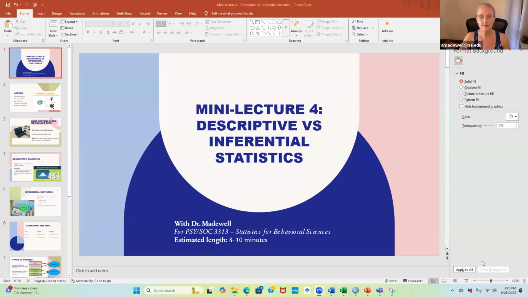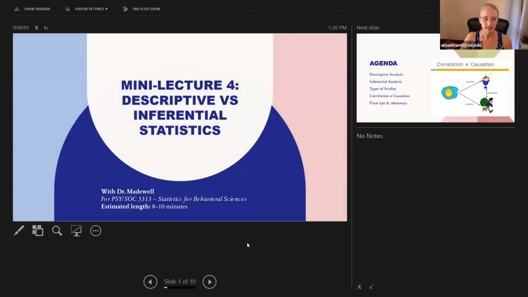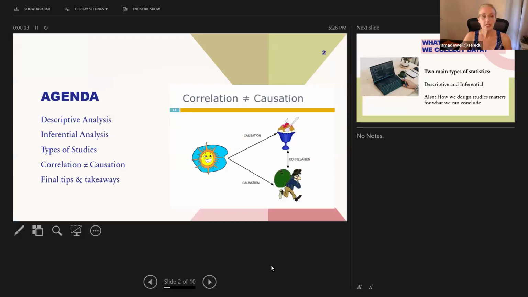And next, our final lecture is going to be mini lecture 4, descriptive versus inferential statistics. Let me do the slideshow. Okay. We're going to talk about descriptive statistics and analysis, inferential, different types of studies, the importance of correlation not equaling causation. That's a big one. I hope everyone can do well on understanding these so we can build from this information.